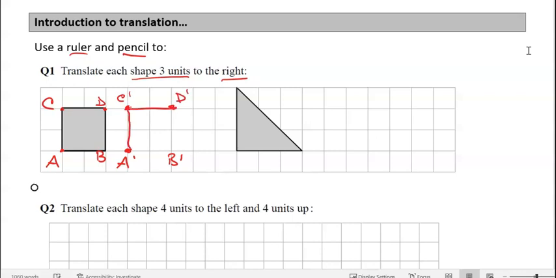And lo and behold, when I connect the dots, you'll see, with a ruler, that the shape has translated 3 units to the right. So if you drew yours way over here, that's incorrect. So let's have a look at the next one.